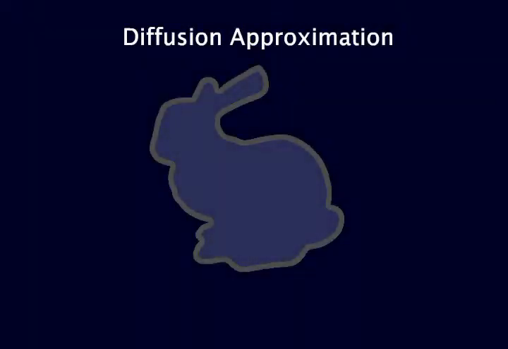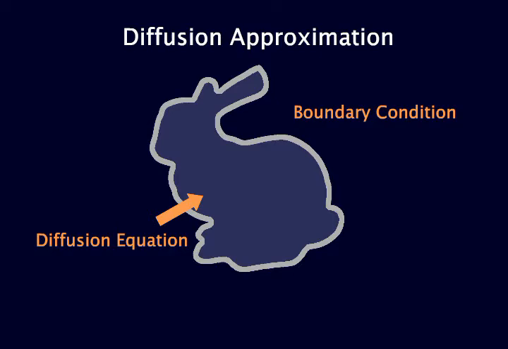Our work is based on the diffusion approximation, which uses the diffusion equation to describe multiple scattering within an object. The diffusion equation is defined inside the object volume. The boundary conditions of the diffusion equation are defined on the object surface and depend upon the lighting conditions. Solution of the diffusion equation yields the multiple scattering component of subsurface scattering.